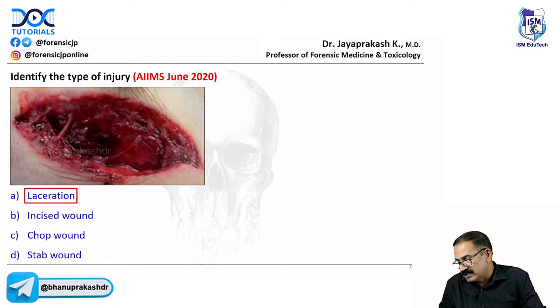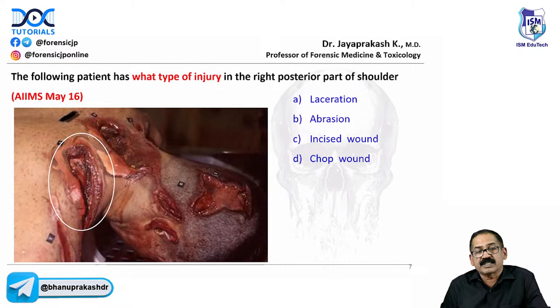Now, the following patient has which type of injury? What you have to see? First you see the neurovascular bundles, they are not intact. You cannot see any neurovascular bundles, so it may not be a lacerated wound. Look at the margins. Margins are regular. See the edges. Edges are abraded as well as bruised. That means it is a chop wound.